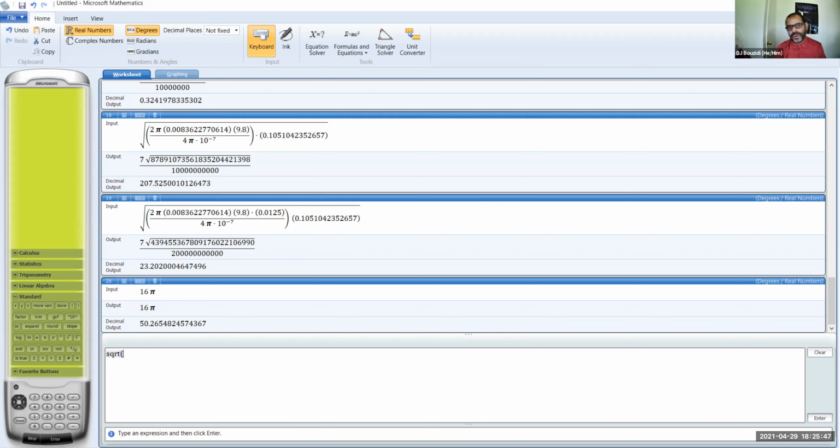So, square root of 0.0125 times 9.8 times sine squared. So I have to open parentheses, sine, and then square 6 degrees. This calculator is already in degrees, so I don't have to convert anything. Times 2 pi.